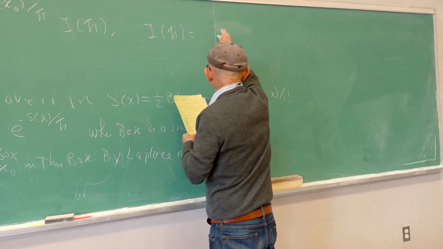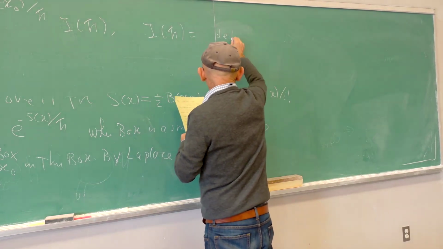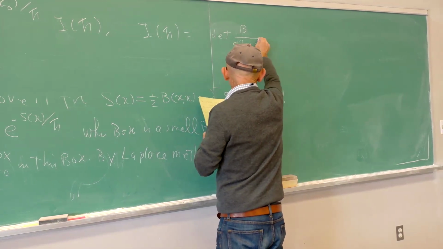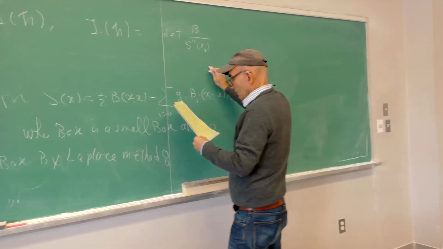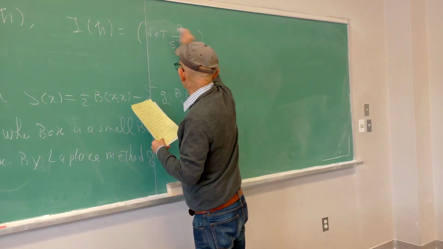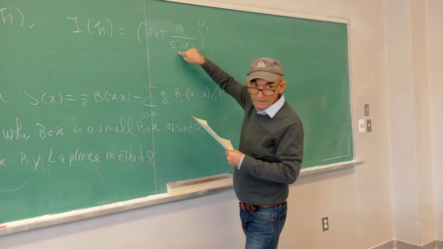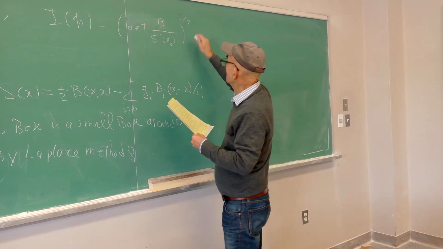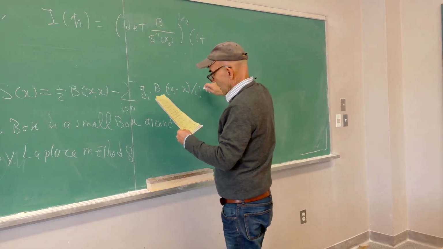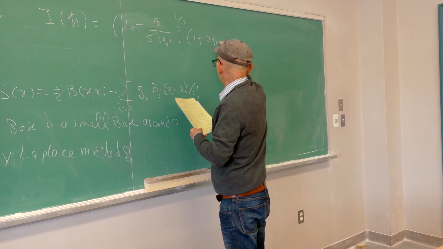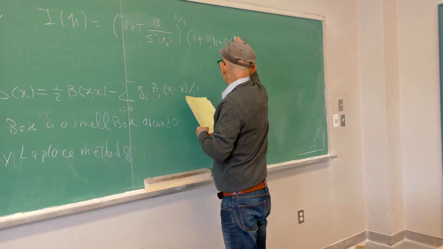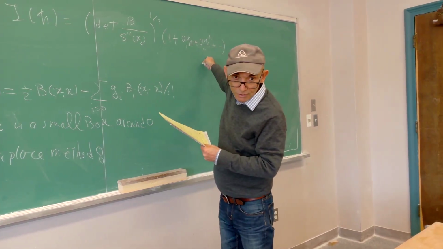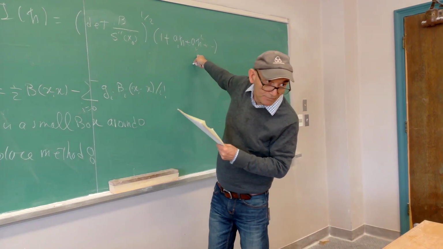Okay, so let me put it like this: determinant of b over s double prime at x0 to the power 1/2. These are two matrices that are divided by each other. We take the determinant square root and then times 1 plus a1h plus a2h^2. So then there is a smooth function which is multiplied by that. That's the Taylor series of that smooth function.